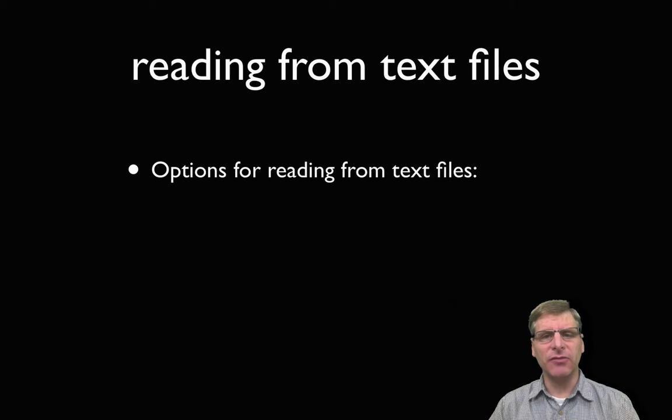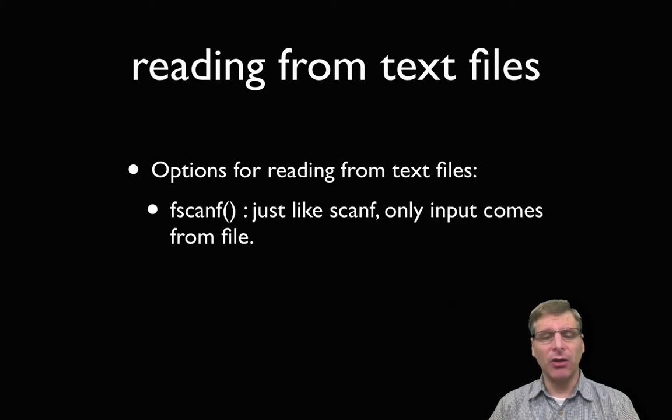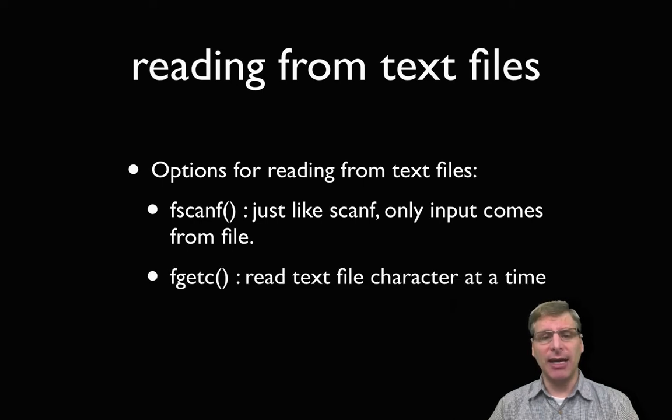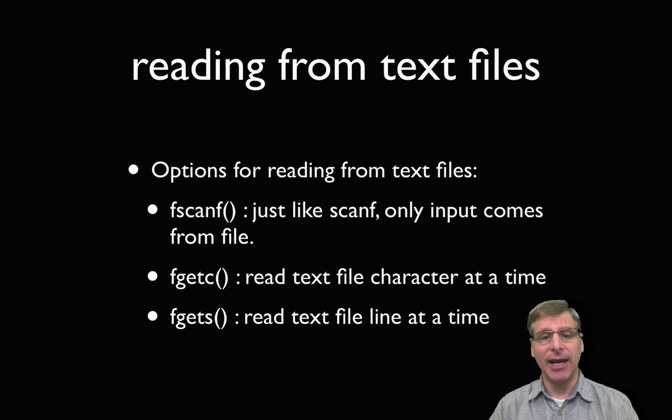So we have a variety of options for reading from text files in C. We have a library call called fscanf, which is analogous to the scanf that we've already looked at for reading from standard input. So fscanf works just like scanf. The only difference is the input is now going to come from an open file instead of just the standard input. We also have fgetc, which lets us read from a text file one character at a time. So this is very similar to the getchar we saw previously to read from standard input. We also have fgets, which lets us read a line at a time from a text file. So we can read an entire line of text with one call to fgets.